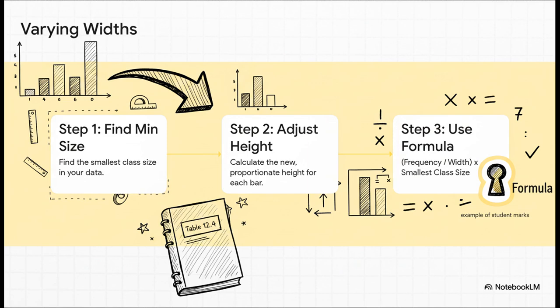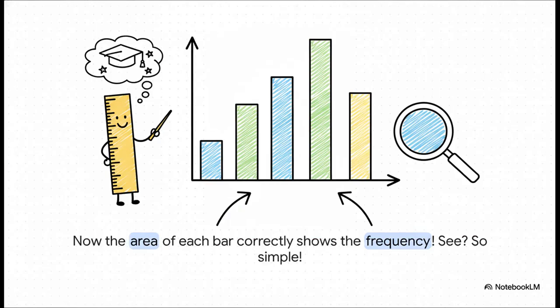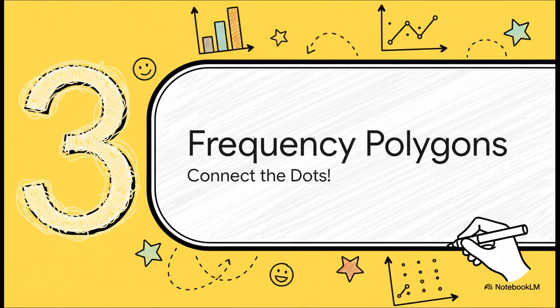We're just going to adjust the height of each bar. Let's apply it to the example of student marks from table 12.4 in your book. And there we go. After using our formula, this is the correct graph. Now it tells the true story of the students' marks because the area of each bar correctly shows the frequency. See? So simple. Fantastic work.